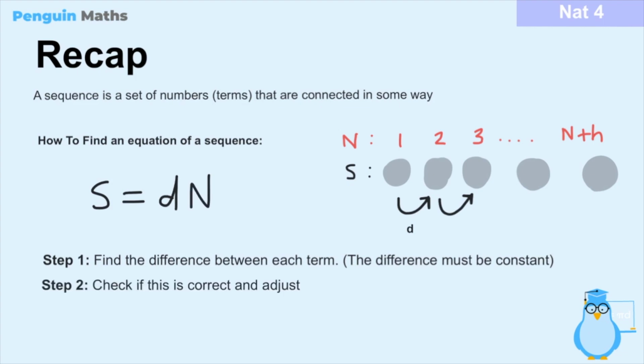And then step 2, we check if this is correct and adjust accordingly. So if it's correct, then we leave it as it is, but if not, then we adjust it. And how do we check if it's correct again? Well, we can select the one value of s and n, and we sub in the value for n into the equation. And if the answer gives the same value as s, then the equation is already correct. But if it's different, then we have to add or take away the difference between this value and this value here.